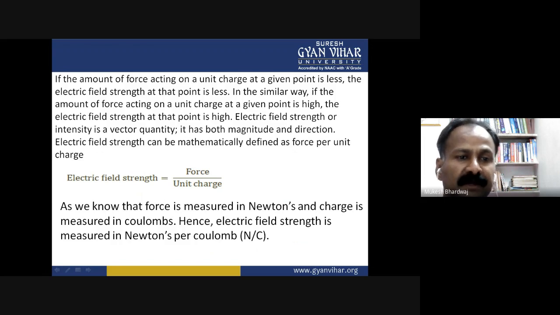Electric field strength or intensity is a vector quantity. It has both magnitude and direction. Electric field strength can be mathematically defined as force per unit charge. As we know that force is measured in newtons and charge is measured in coulombs, hence electric field strength is measured in newtons per coulomb.